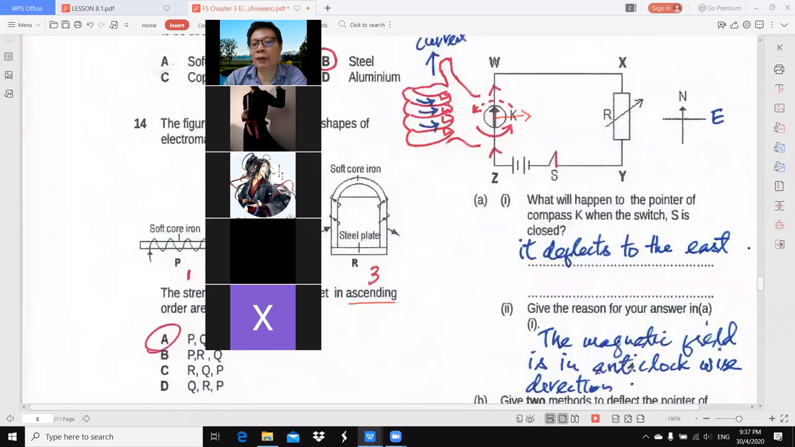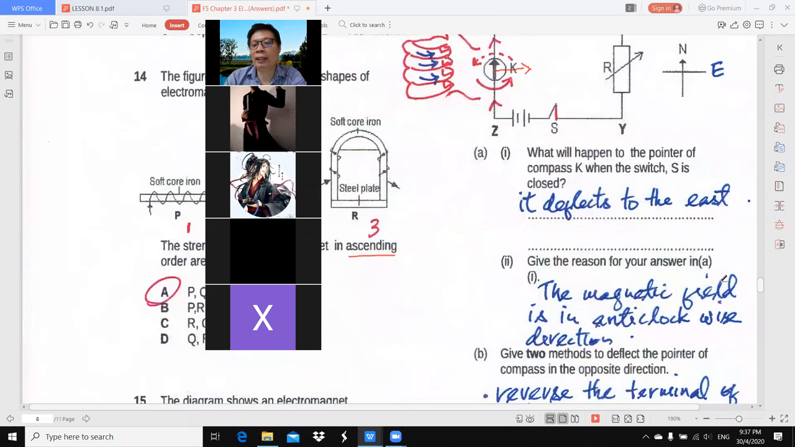Give the reason for your answer. Why go here? The answer is, the magnetic field is in an anti-clockwise direction. Like this is anti-clockwise direction. It's the opposite of the clock. Your clock moves this direction, right? Opposite direction, right? Because the magnetic field is in an anti-clockwise direction, that's why it pushes the pointer to the east, okay?